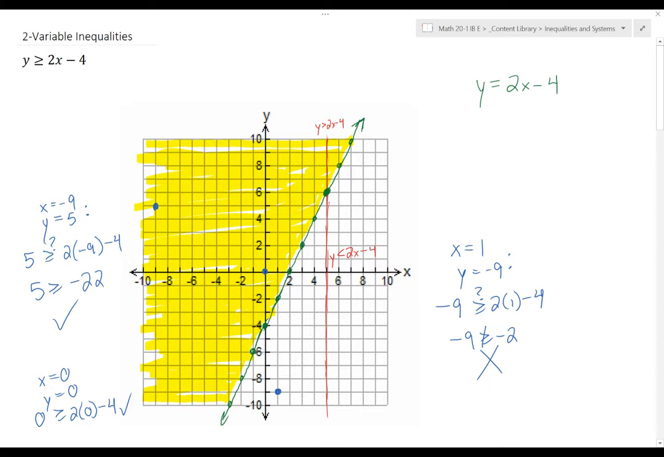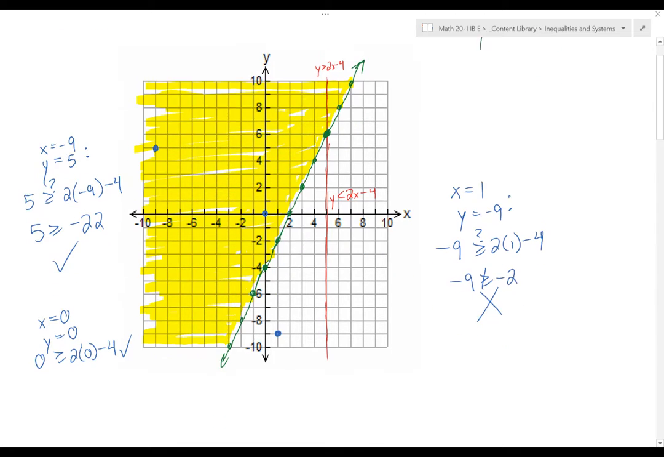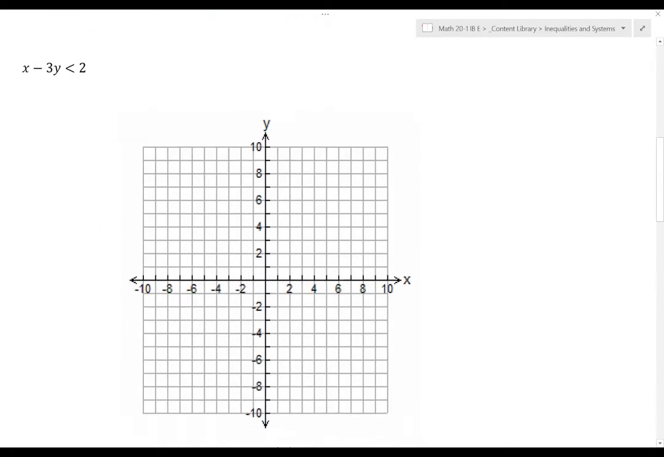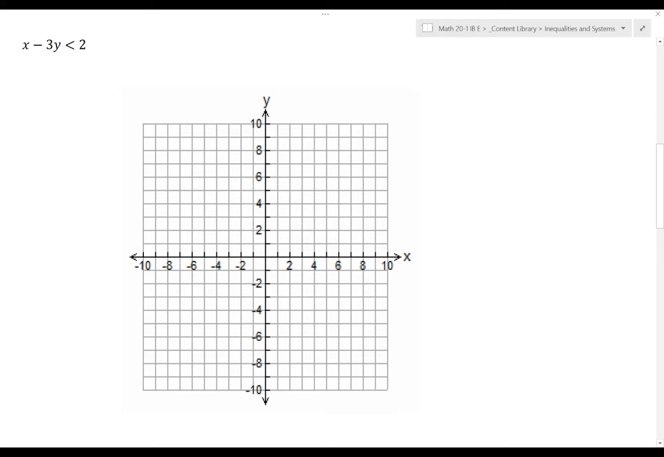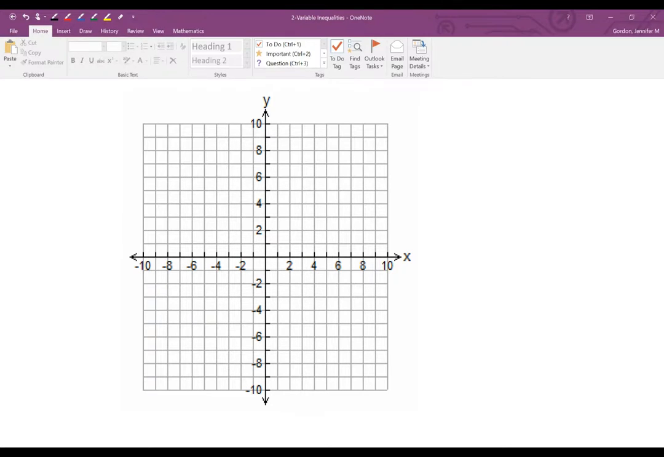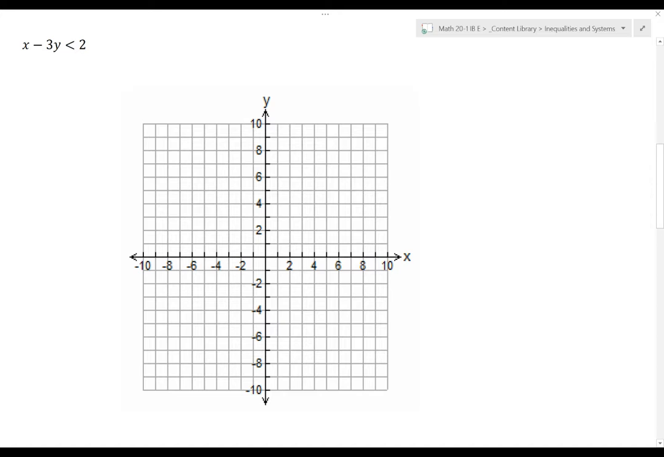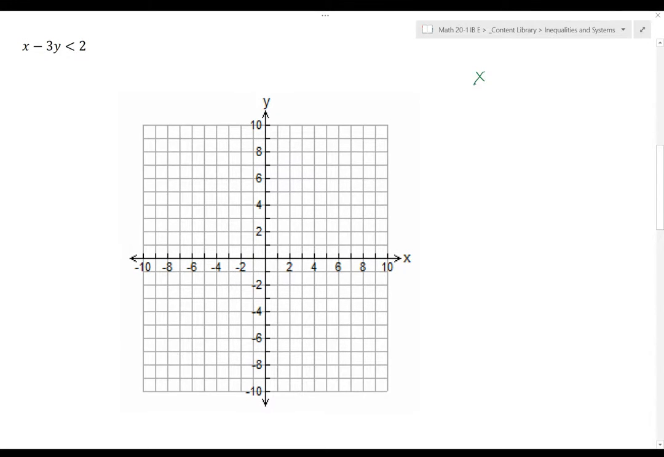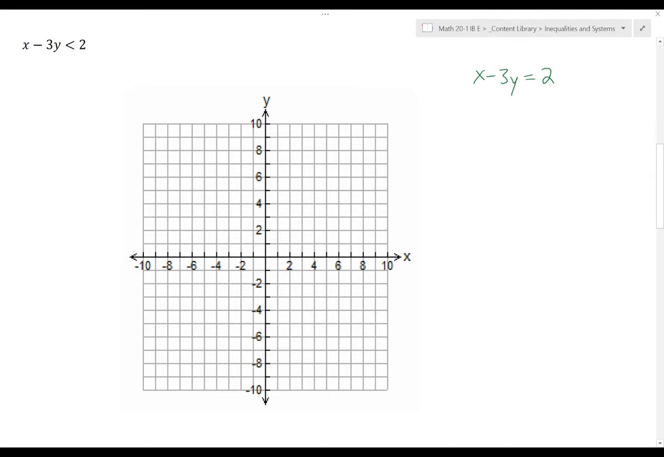Well, what do we do if the line isn't part of the solution? So let's look at an example where that's the case, where I have a linear inequality: x minus 3y is less than 2. Well, I still start by considering where they're equal. So where is x minus 3y equal to 2? And that's going to define a line.